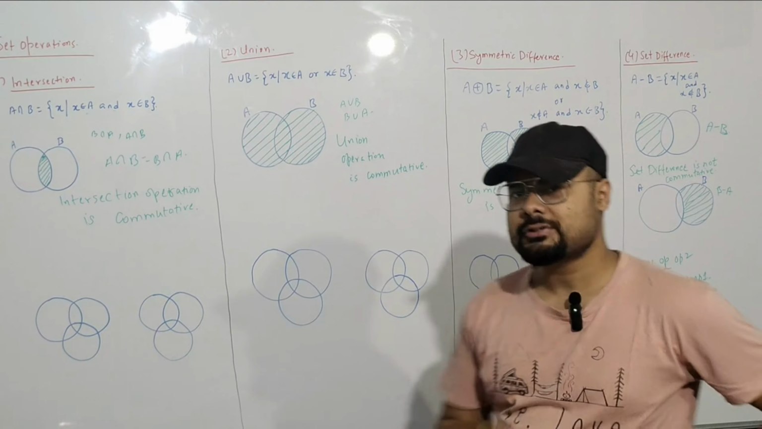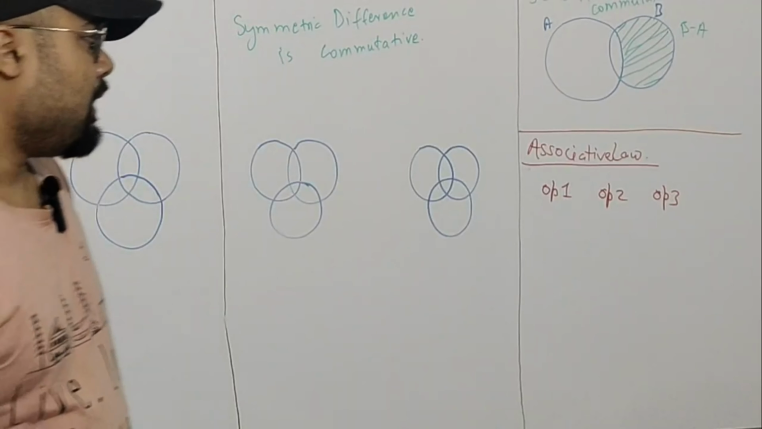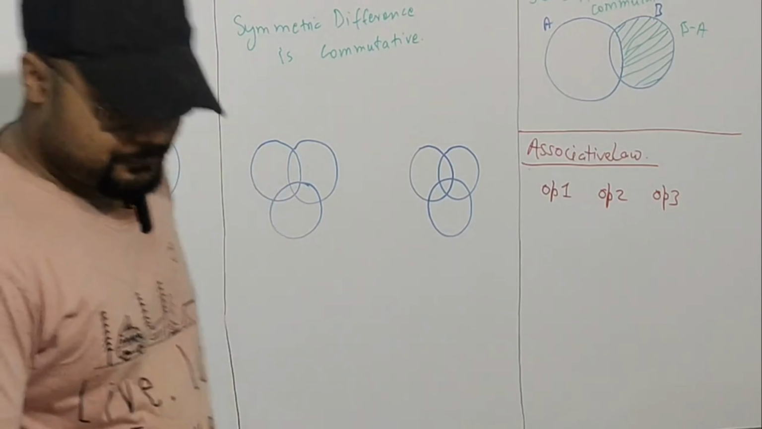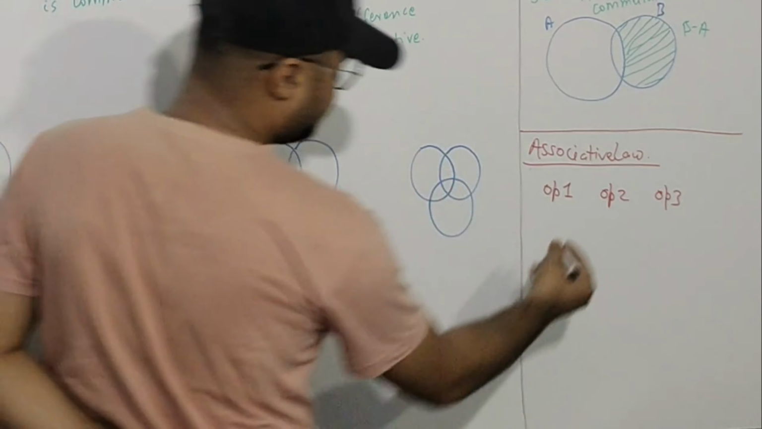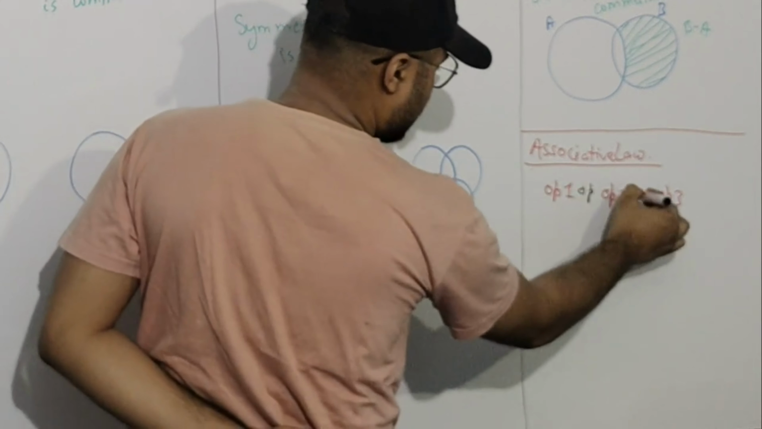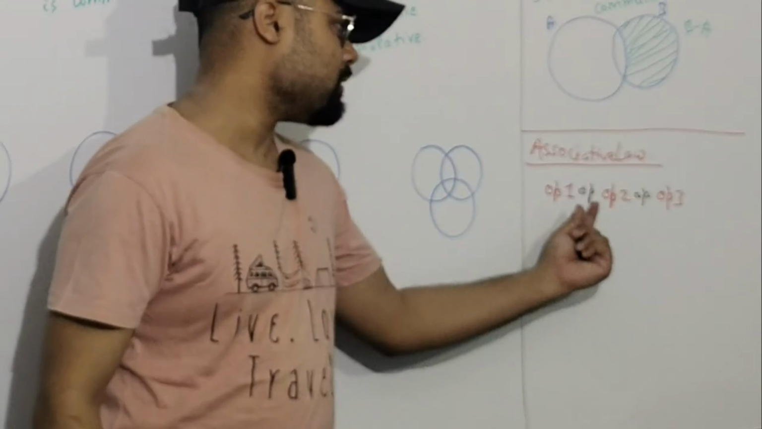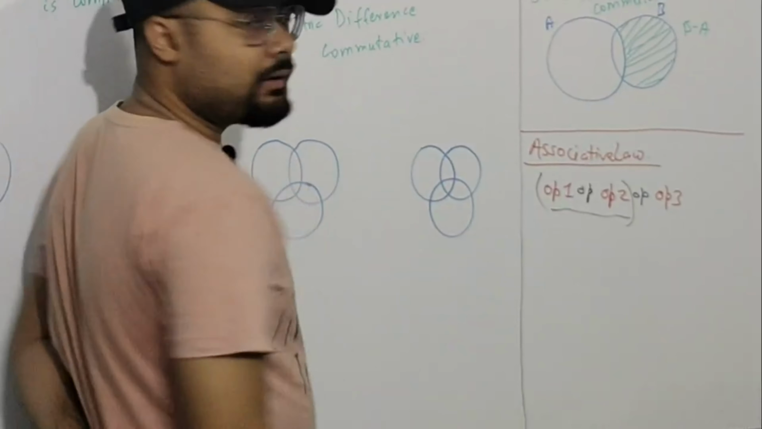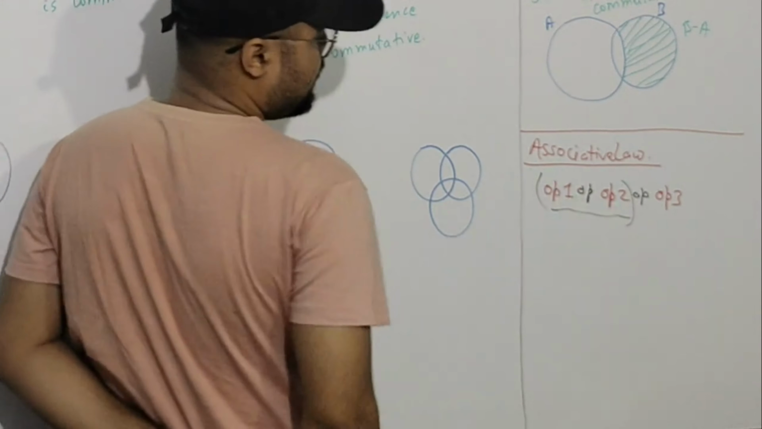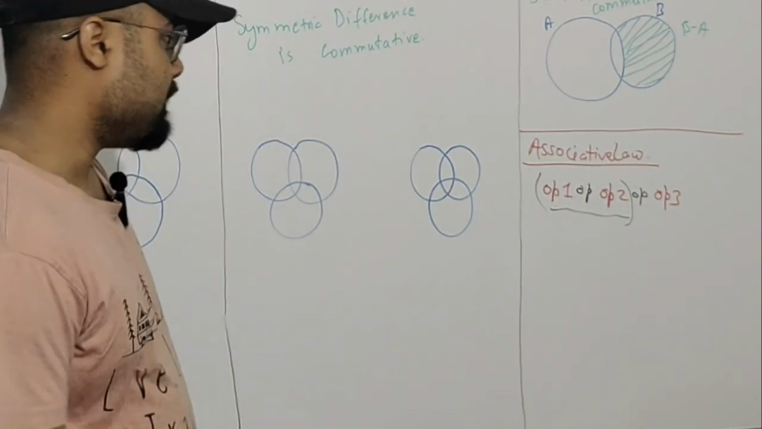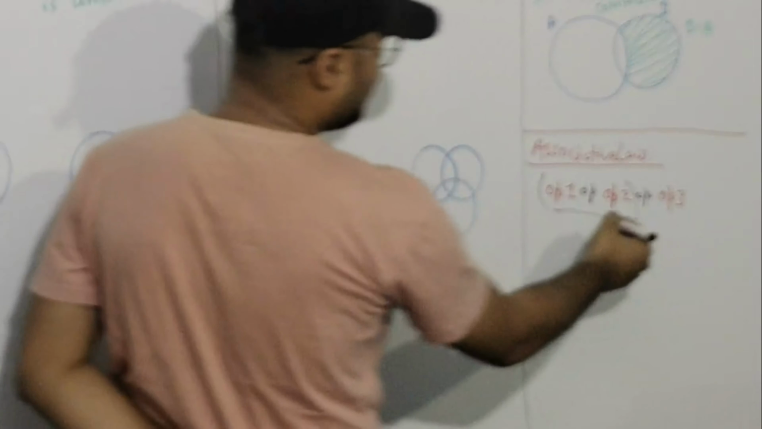There's another law that involves three sets, which is associative law. You have three operands, and then you have this operation, any operation op, that is to be performed between two sets because op is a binary operation. This is one of the ways you can perform the sequence of op operations when three operands are there. This is called left associative.